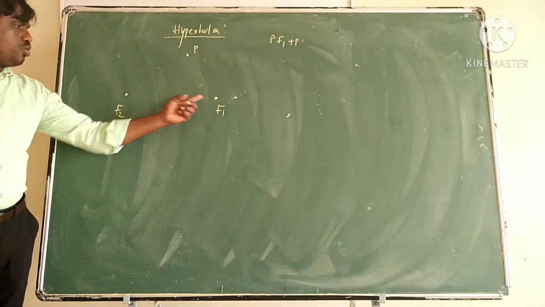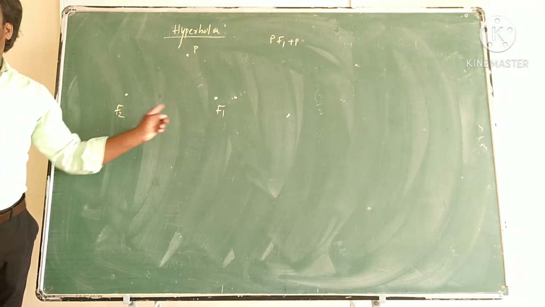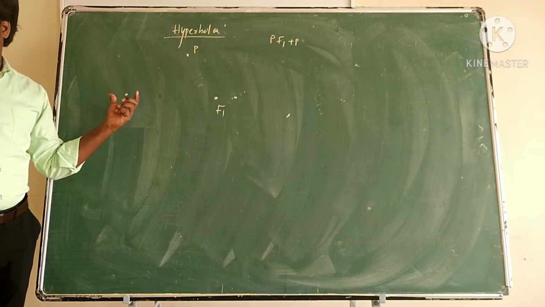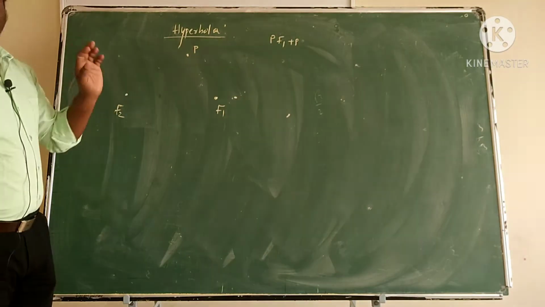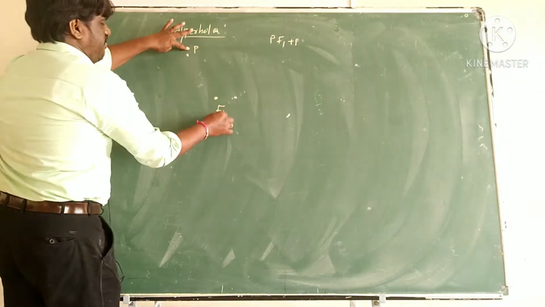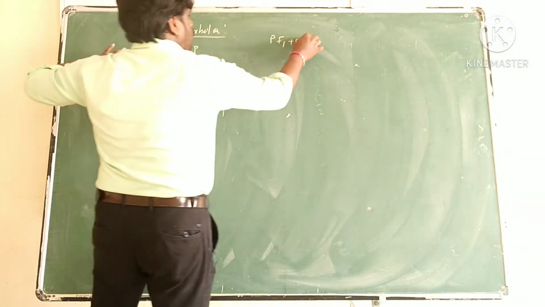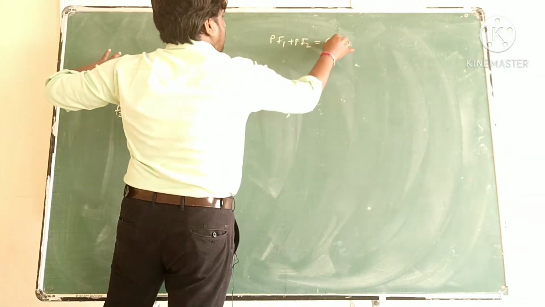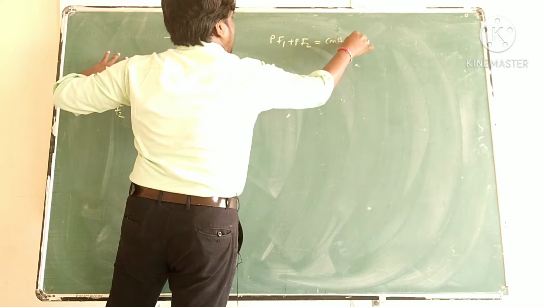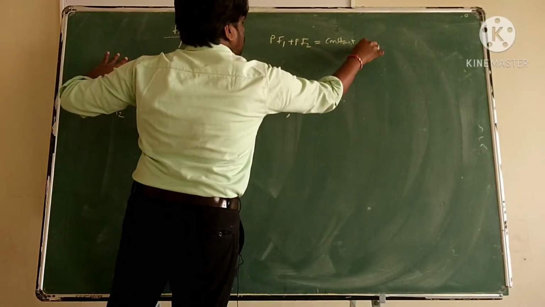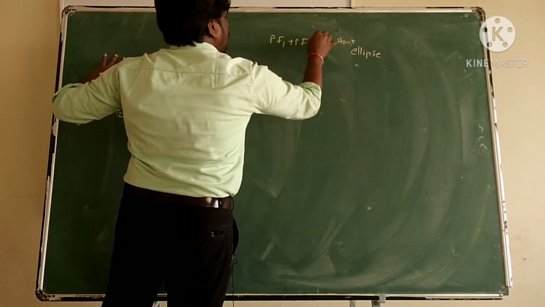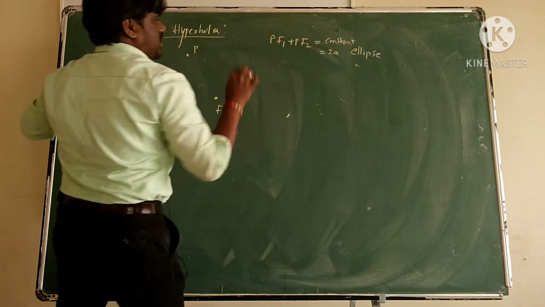Hyperbola topic. Two fixed points are there. F1 and F2 are two points in a plane. Now what I want to tell you here, PF1 plus PF2 is equal to constant, then this is called an ellipse. So this is the definition of ellipse, and you get here 2a is the constant.